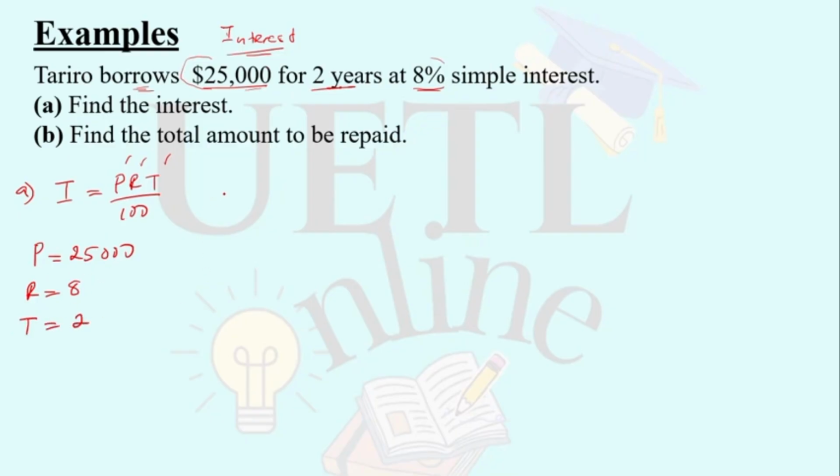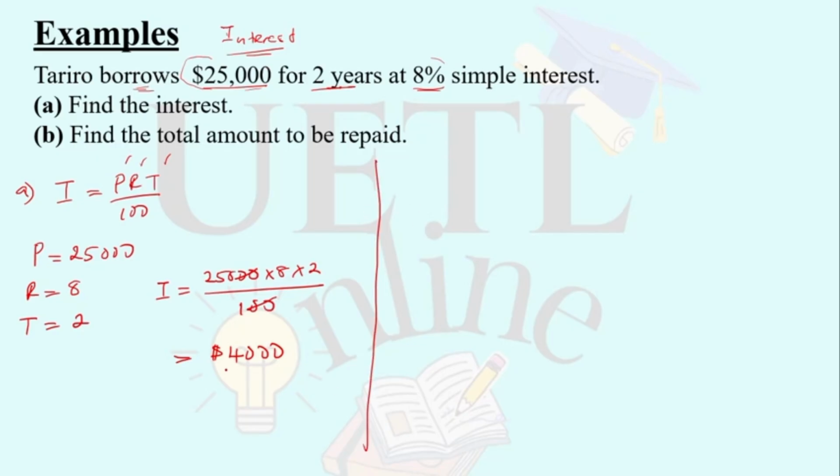Now we just have to find the interest by substituting. I is equal to P, which is 25,000, times R, which is 8, times time, which is 2, divided by 100. If you work this out, 250 multiplied by 8 gives 2,000, and 2,000 multiplied by 2 becomes 4,000. So our interest is $4,000. After finding our interest, we are finished with question A. Let's go to question B.